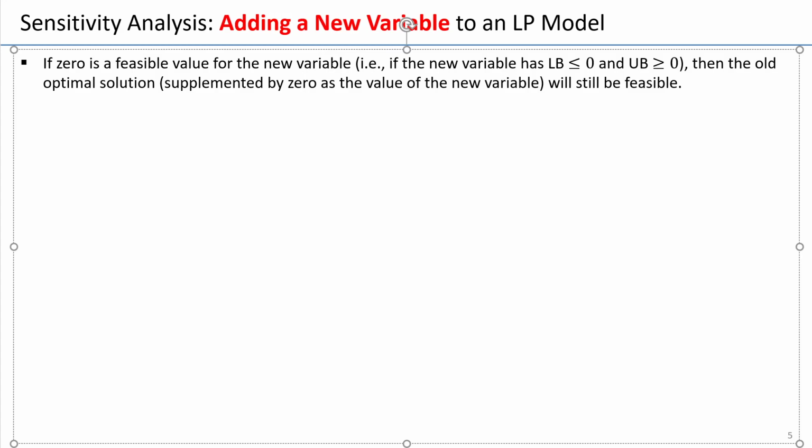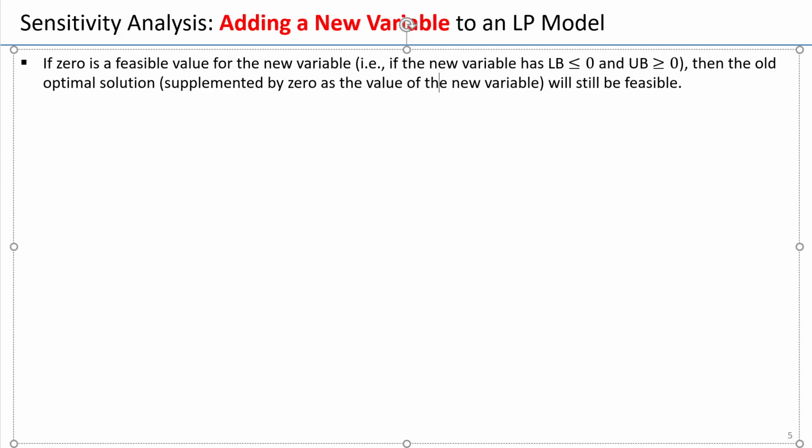But what I mean by feasible is that the lower bound for the new variable is 0 or less, and the upper bound is 0 or more, right? In that case, the old optimal solution supplemented by 0 as the value of the new variable will still be feasible, right? We can guarantee the old optimal solution plus 0 for this new decision variable will be a feasible solution. However, we want to ask ourselves, will it still be optimal, right?